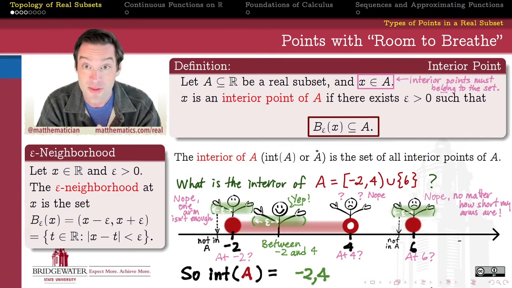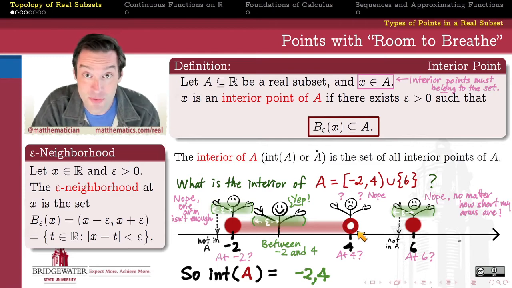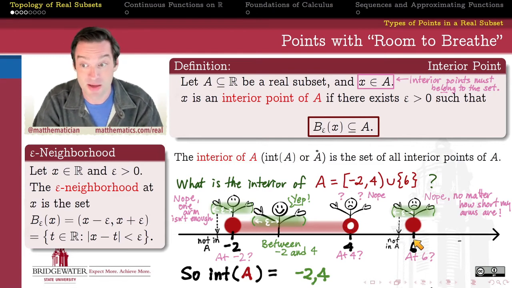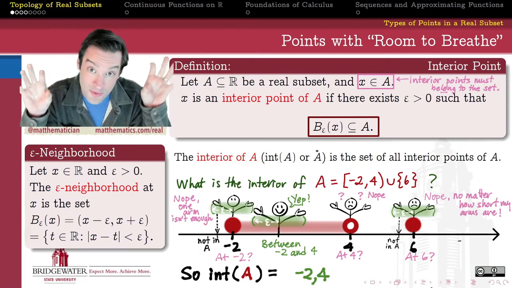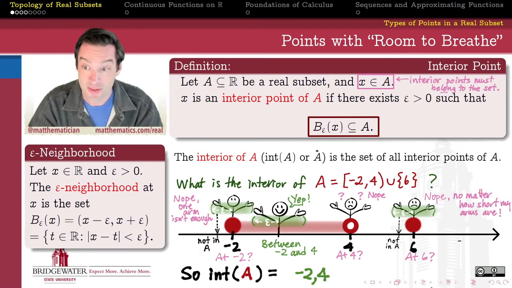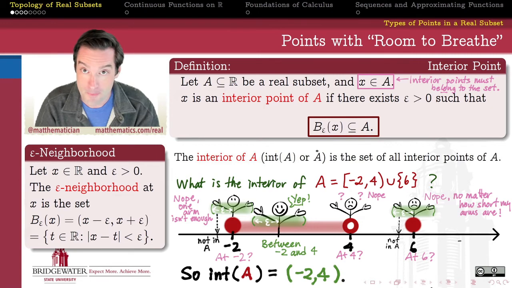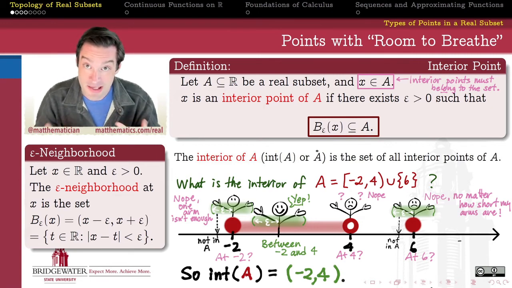Taking stock, the interior of A is going to then consist only of those real numbers between -2 and 4, but it's not going to include -2 because of this arm that reaches outside of the set. It's not going to include 4 because 4 wasn't in the set in the first place. And it's not going to include 6 because, same problem, no matter how short my arms are at 6, I can't reach out without touching something that's outside of the set A. So the interior consists just of the open interval from -2 to 4. So that's the idea behind interior points.